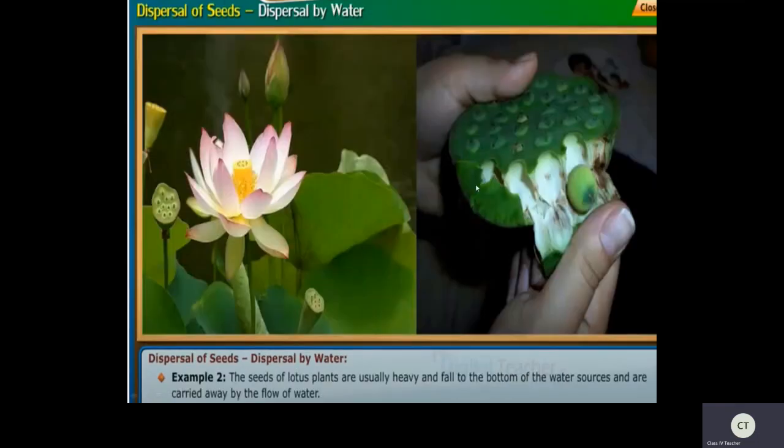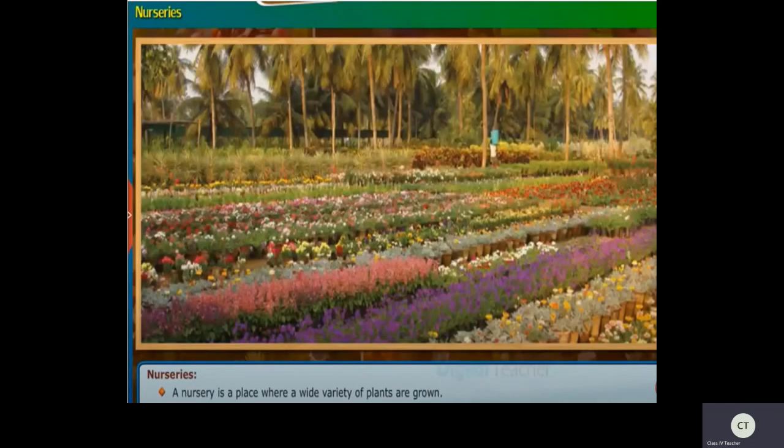Now see this one. What is this? Lotus. See these lotus seeds. This is how they will float on the water and reach different places. This is how this lotus seed germinates. Yes, children, have you seen this one? Yes, these are the seeds dispersed by water.